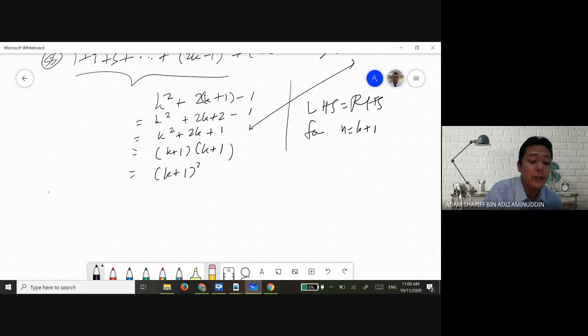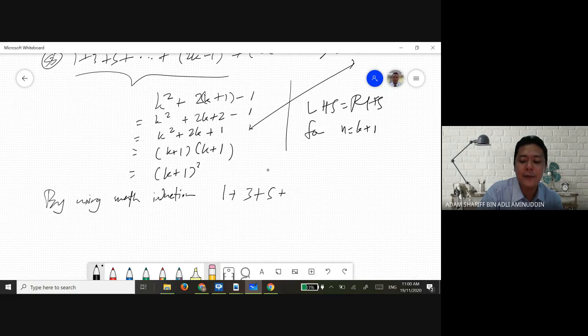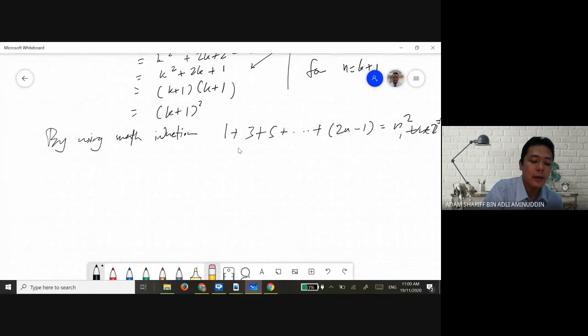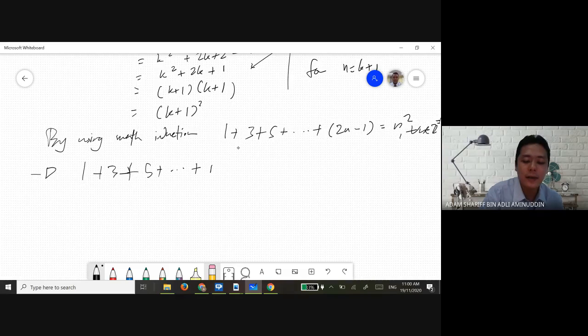So, for the conclusion, by using mathematical induction, what you prove is that the summation of 1 plus 3 plus 5 until a certain odd integers is indeed n squared for every positive integer. So how to apply the formula again? The question asks you to find the sum up until 1001. What will it be?